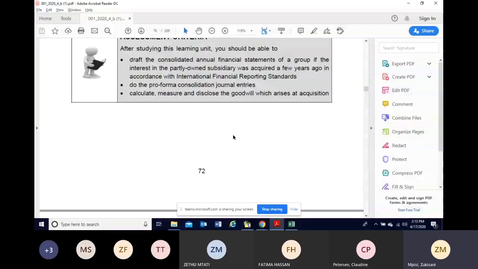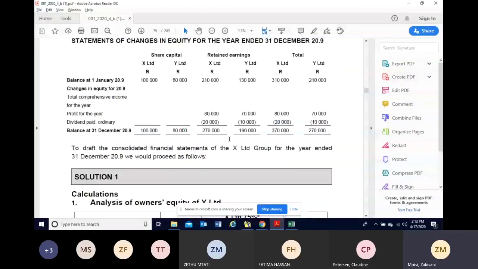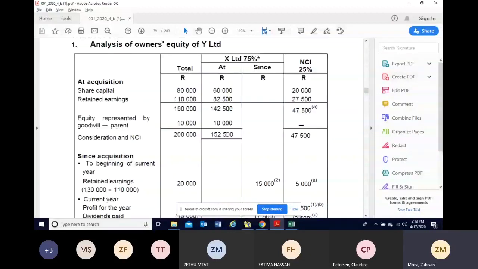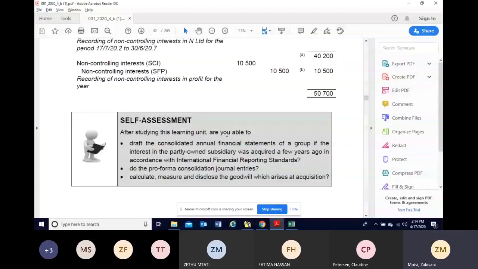Three is to calculate, measure and disclose the goodwill which arises at acquisition. The question that we are going to do is not going to cover goodwill, but in the last 5 minutes, if I do not forget, when things get heated up, we will try to explain it, even if we just go through question 2. This is what I love about groups. There's not much jargon. I'm not going to do other examples that are already offered here. We are immediately going to do our question 3.